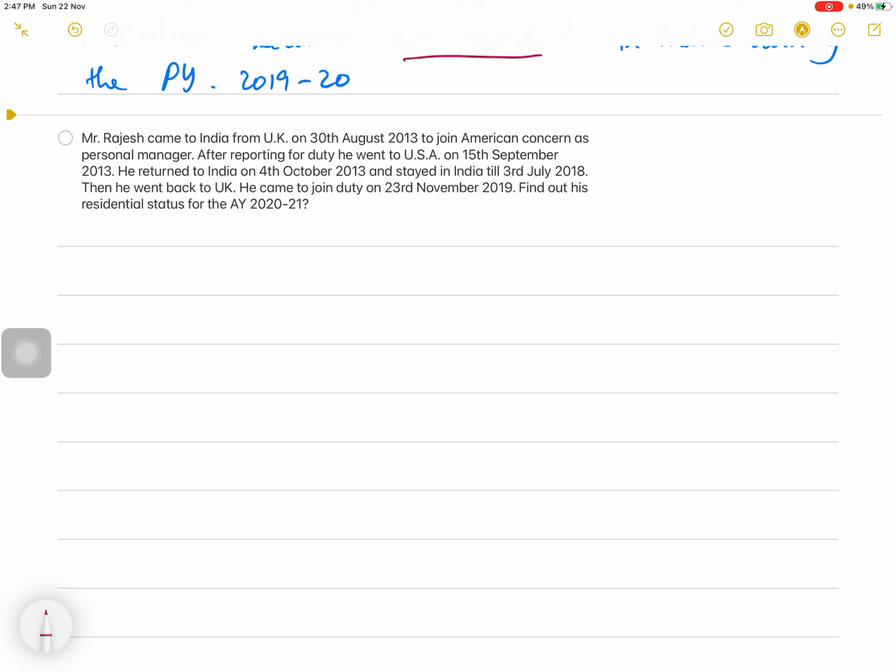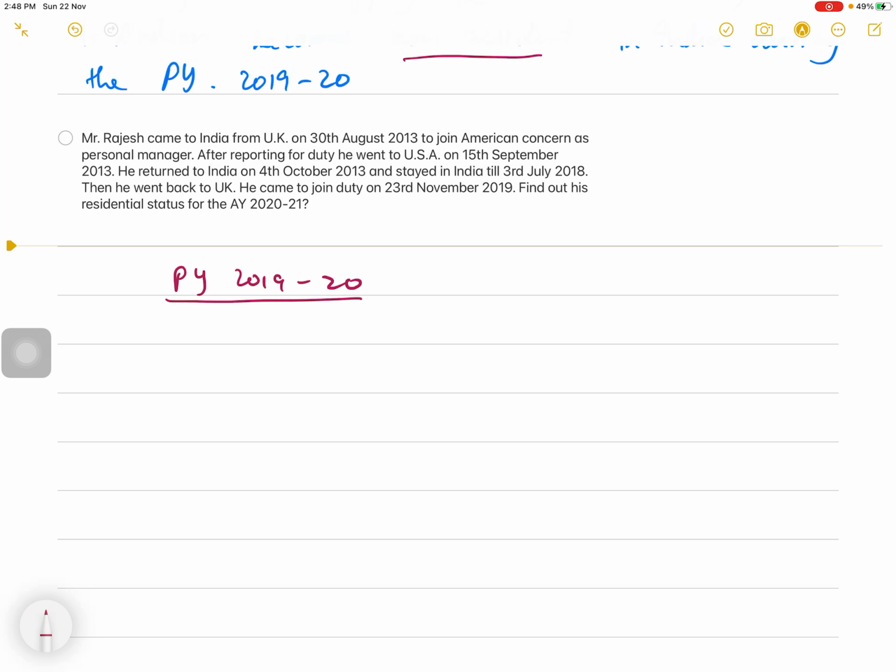The relevant previous year for assessment year 2021 is previous year 2019-20. Let us see during the year 2019-20 how many days he was in India. Mr. Rajesh came to India from UK on 30th August 2013 to join American Concern as personal manager. After reporting for duty, he went to US on 15th September. He returned to India on 4th October 2013 and stayed till 3rd July 2018. Then he went back to UK. He came to join duty on 23rd November.